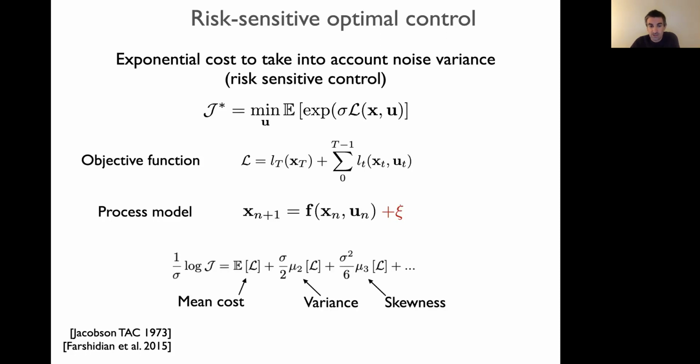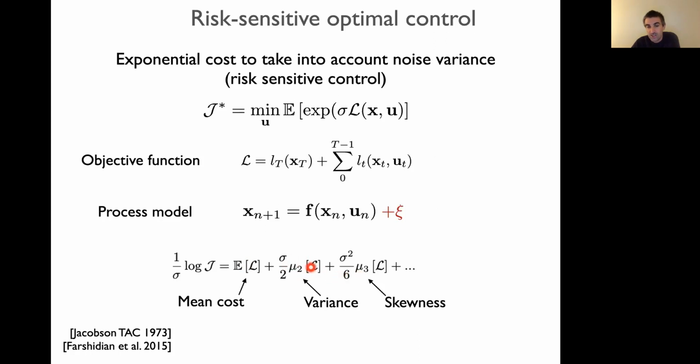But the really interesting thing here is that if you look at the expansion of the log of J, what you see is that what you actually minimize is the expectation of your cost, right? So that's the average cost. That's exactly what we were doing before. But in addition, it's going to be a weighted sum of the higher order moments of the distribution.